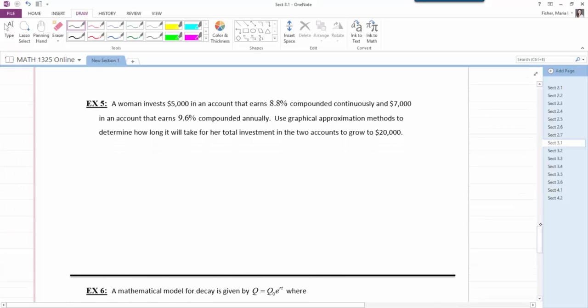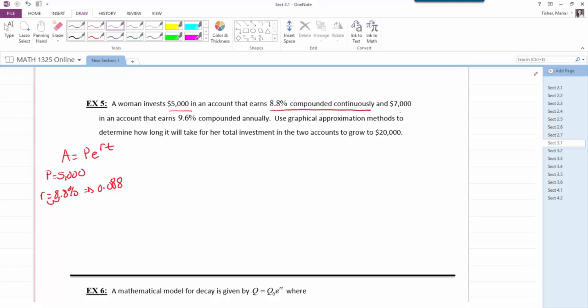Example 5 says that a woman invests $5,000 into an account that earns 8.8% compounded continuously. Okay, compounded continuously, so we know that's A equals P E raised to the RT. So she invests $5,000, so we know that P is equal to 5,000. And the percent on that is 8.8%. So R is equal to 8.8%, which again we know is 0.088.